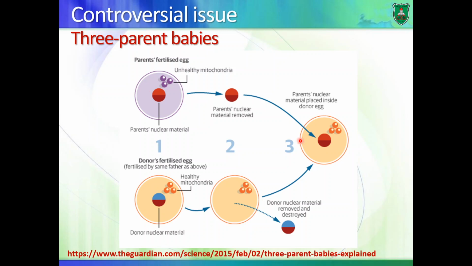So this egg would contain three types of DNA. The first is the nuclear DNA from the mother. The second is the mitochondrial DNA from the donor. The third, the DNA from the father. And it worked, and the baby was born healthy. The UK Parliament approved it, and they said this is great. Now mothers who have mitochondrial diseases can have normal, healthy babies.